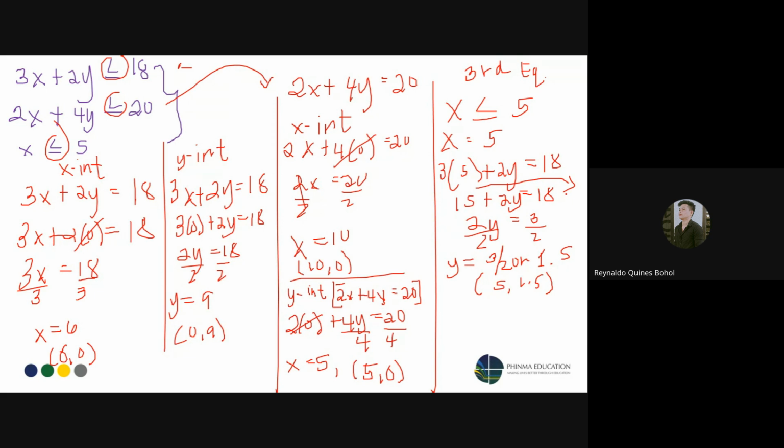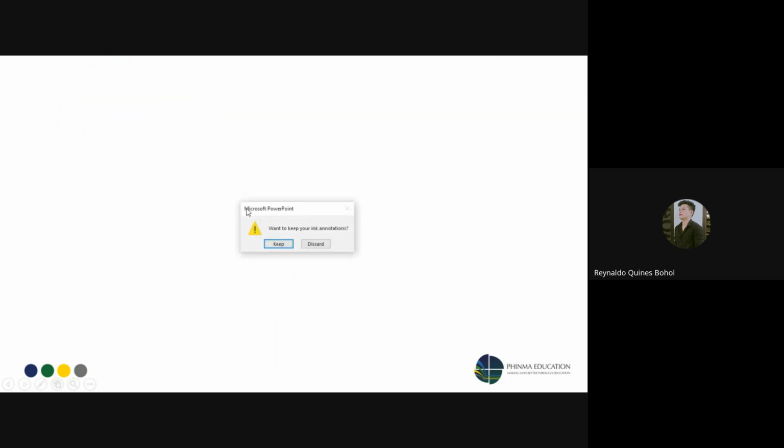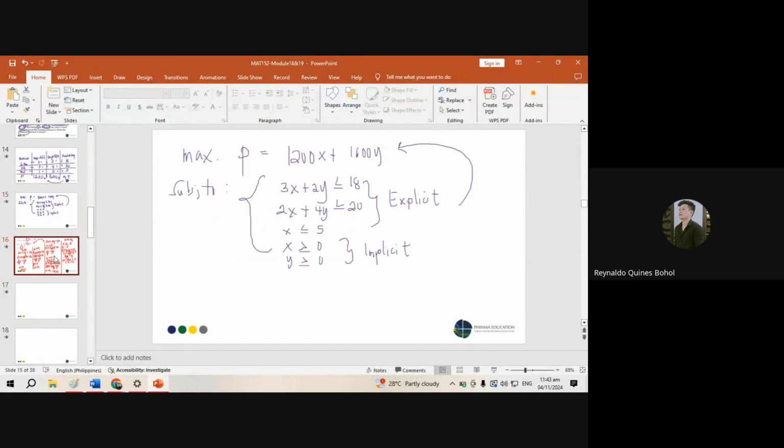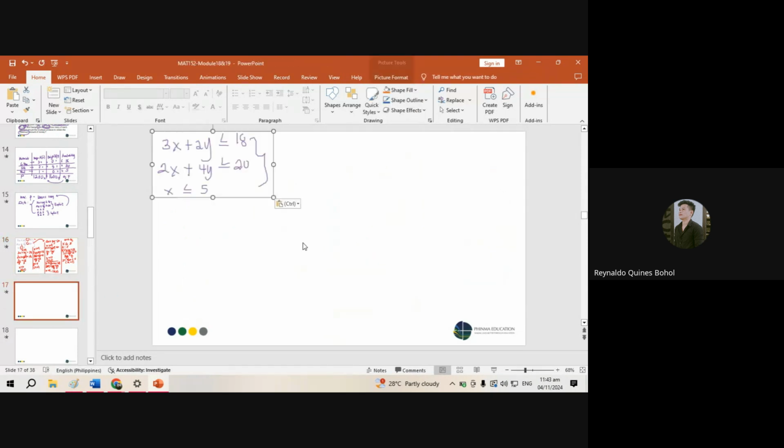So, yung x natin dyan is 5, then 1.5 naman yung ating y. Okay? Next, ikunin pa natin yung third equation to second equation. Okay? So, ito. Ay, ikakopy ko na lang. Balik ito ang ikopy natin.